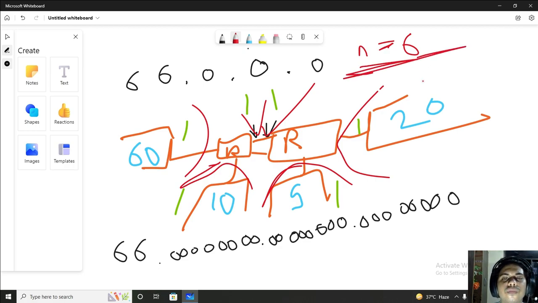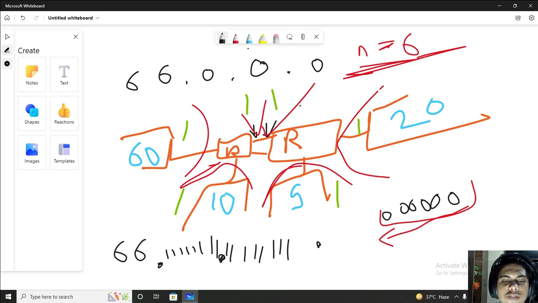So what I have to do, these are all my bits. Now I have to go from right to left this way, and count 6: 1 2 3 4 5 6. I will reserve these for the host, and for the rest of them I will create 1. Let me show you. As you can see, I have converted these 0s to 1. Also I have to write 1 here as well.